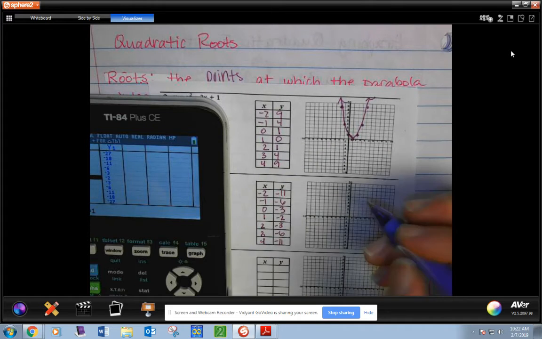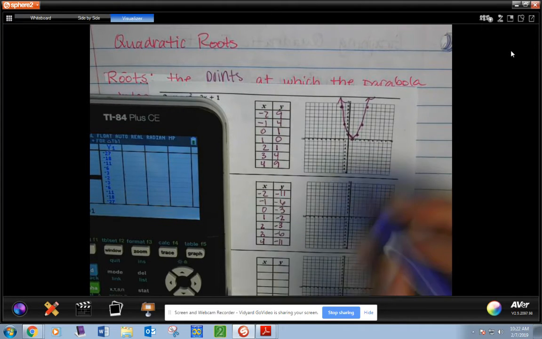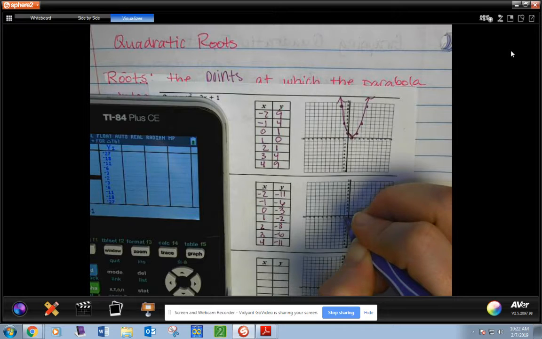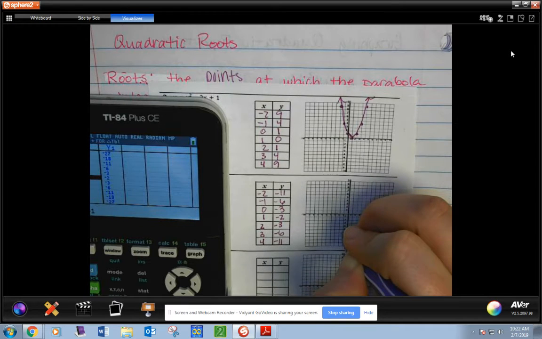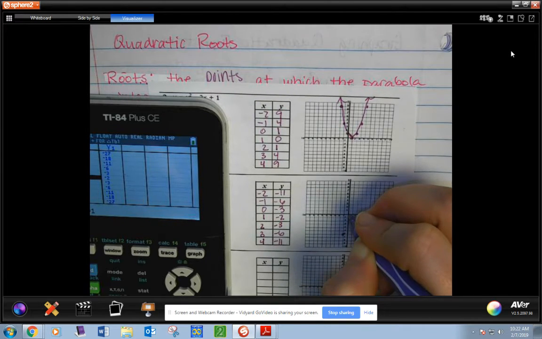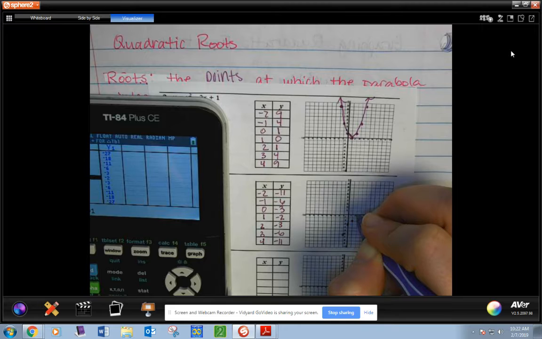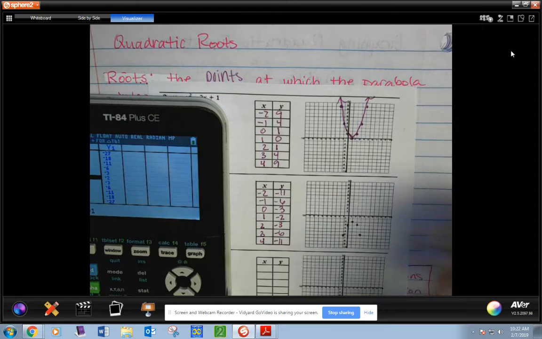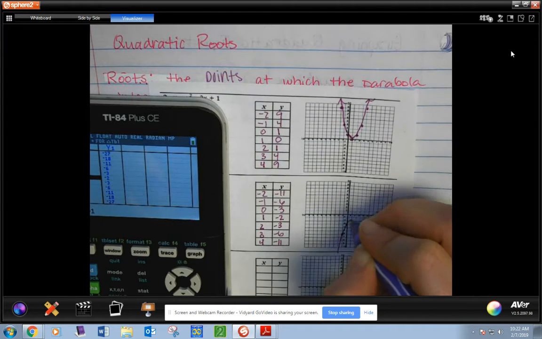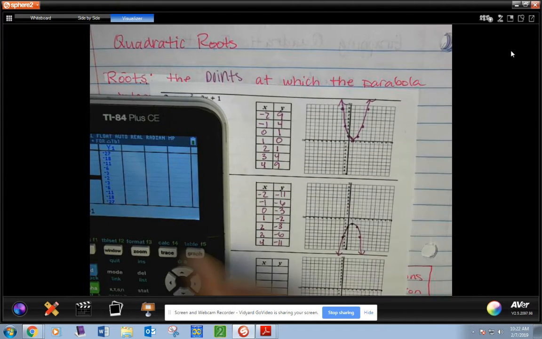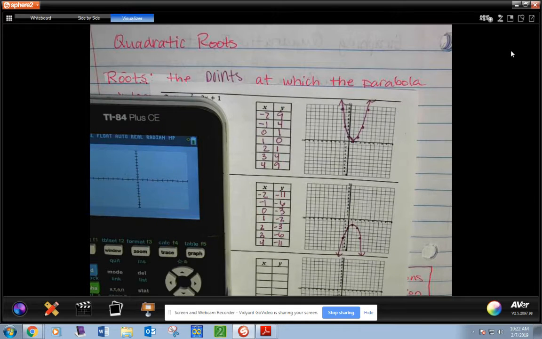I'm going to graph these, and you can't do the negative 11. My graph isn't big enough, so we're going to start at negative 1, negative 6, 0, negative 3, 1, negative 2, 2, negative 3, and 3, negative 6. I'm going to draw in my parabola. Going to graph it just to make sure that it looks the same.